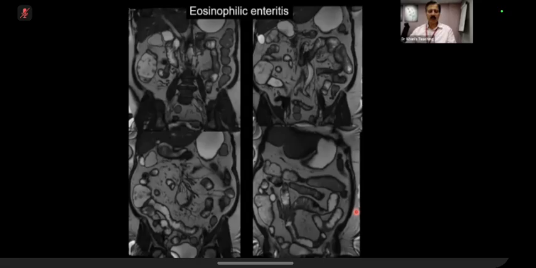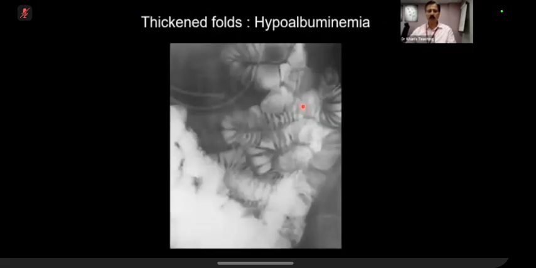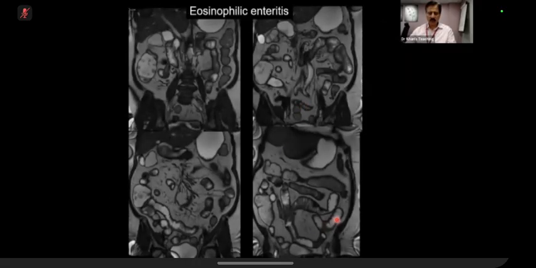Another case, and this is eosinophilic enteritis. Nobody is going to show you this in the exam, but I wanted to show you an example of a similar thing on an MR. If you go back, you see this thing, eosinophilic enteritis. It's not an FRCR 2B case, but this is just for differential diagnosis. And you can see the same finding here, and the same finding here on an MRE also, thickened folds.